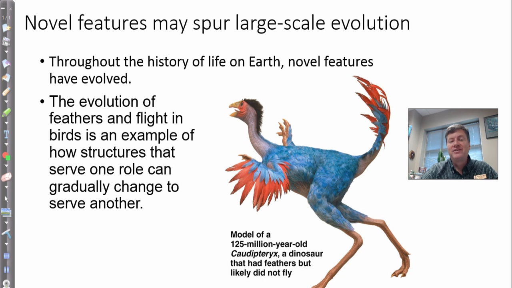The point is that you can have these big changes that may actually spur macroevolution that go beyond just those small changes in genes, the small changes in the gene pool. These big changes that happen every so often, like the evolution of feathers, may really have pushed macroevolution in a big way.